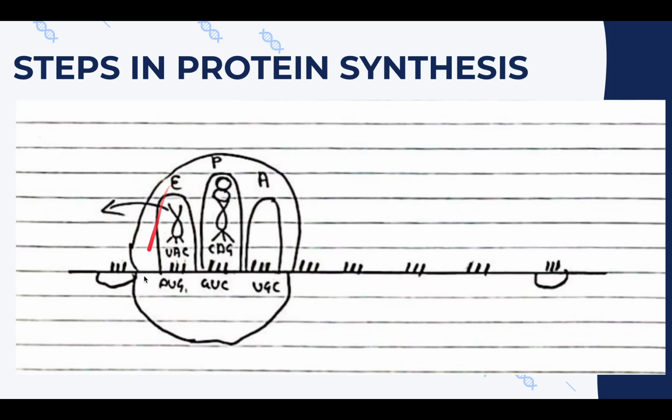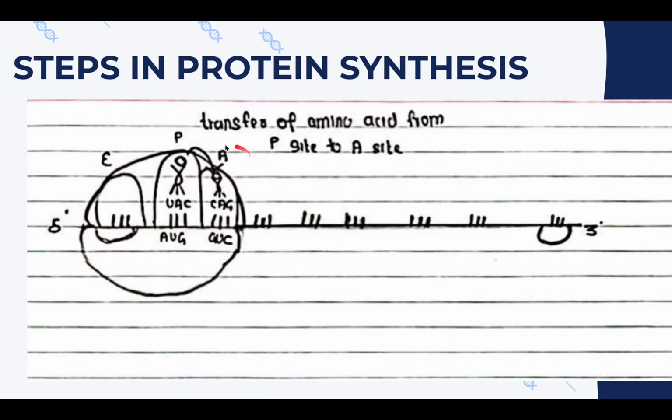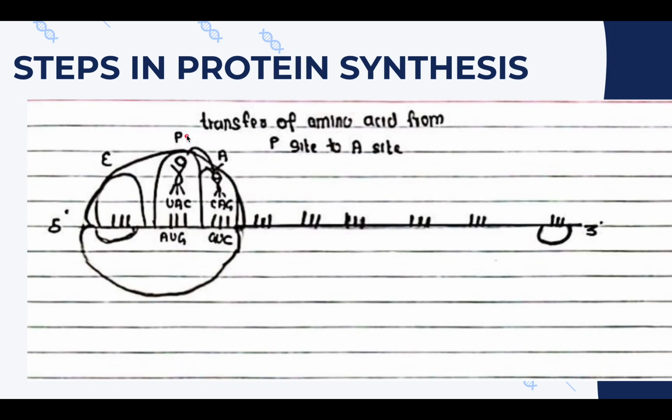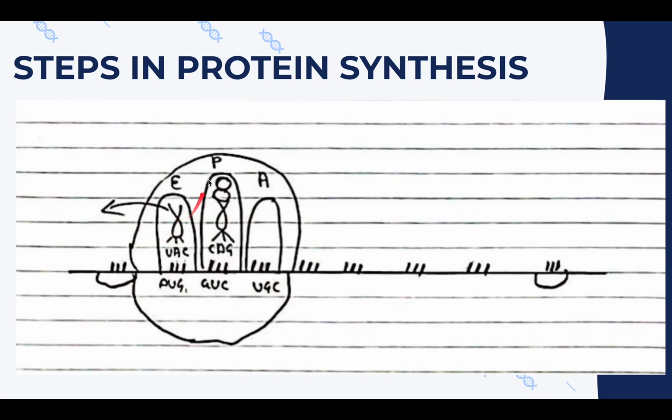So now the E site is at the AUG, the P site is at the GUC, and the A site is at the UGC. It has moved one codon. Remember that. Earlier, the second codon was at the A site and now it is at the P site. Earlier, the first codon was at the P site and now it is at the E site.